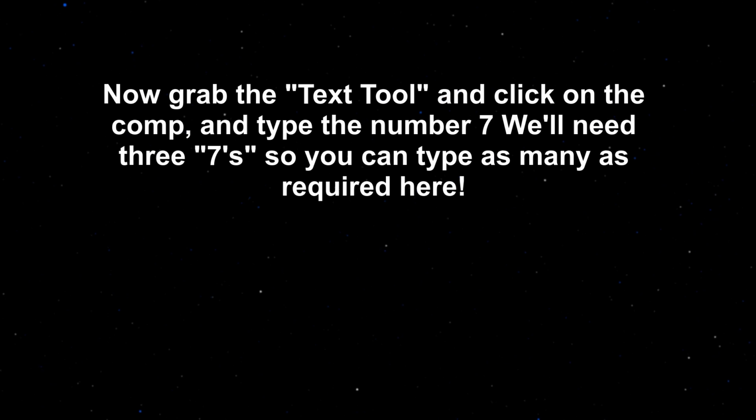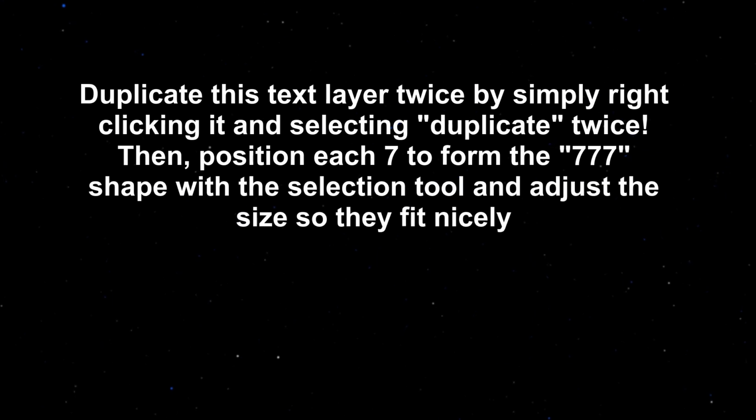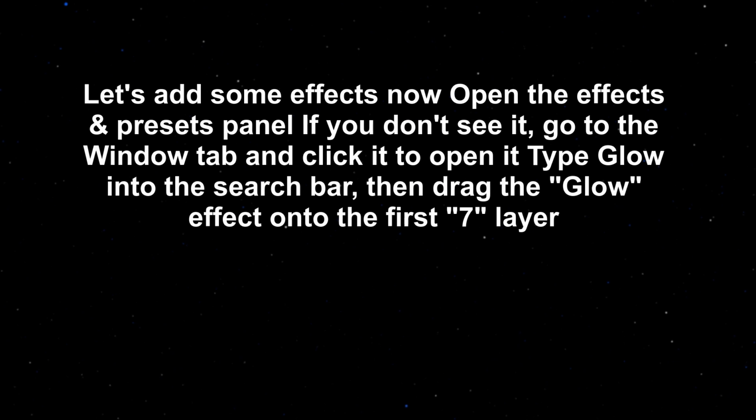We'll need 3 7s, so you can type as many as required here. Duplicate this text layer twice by simply right-clicking it and selecting Duplicate twice. Then, position each 7 to form the 777 shape with the selection tool, and adjust the size so they fit nicely. Let's add some effects now.